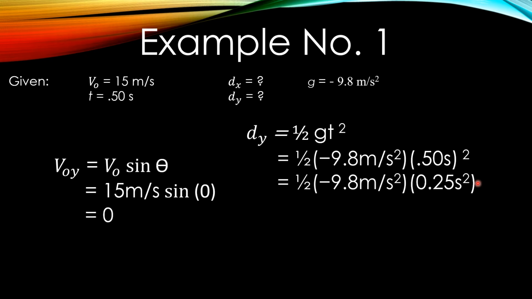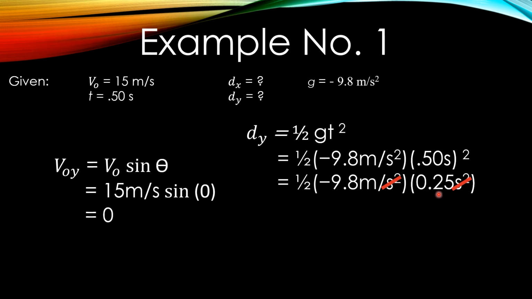Next, we have to multiply negative 9.8 meter per second squared to 0.25 second squared. But before that, of course, we need to cancel out the unit of the time, which is second squared. The remaining unit will be meter, since we are looking for that displacement. So we have 1/2 times negative 9.8 meter times 0.25.